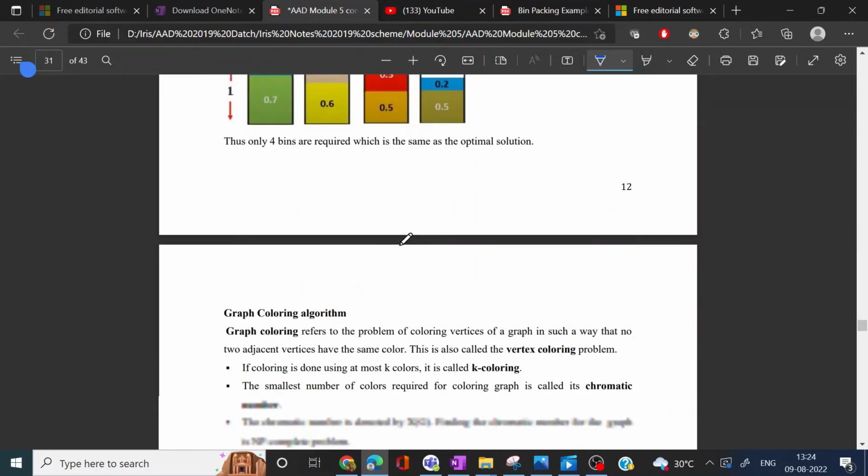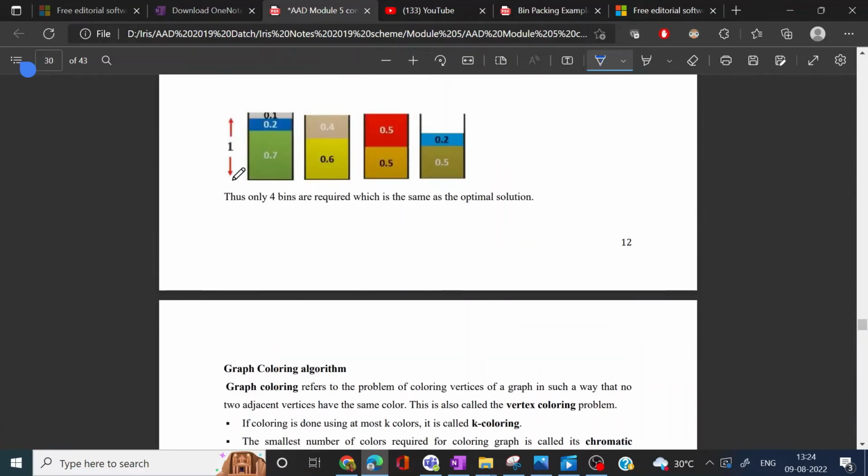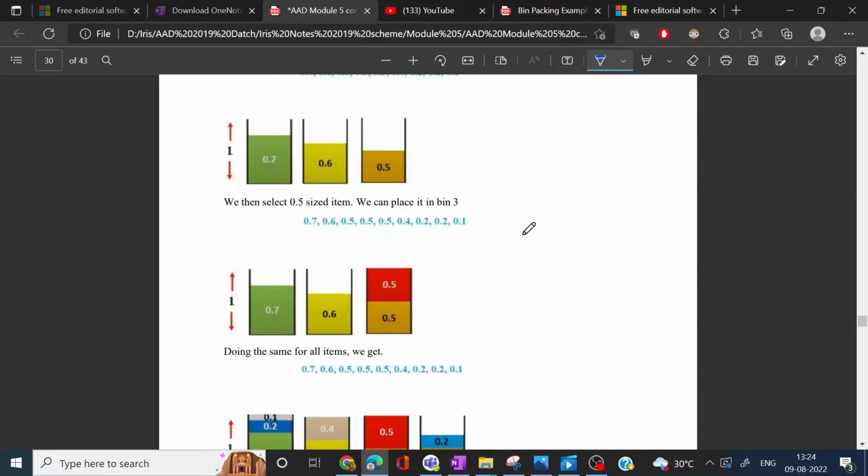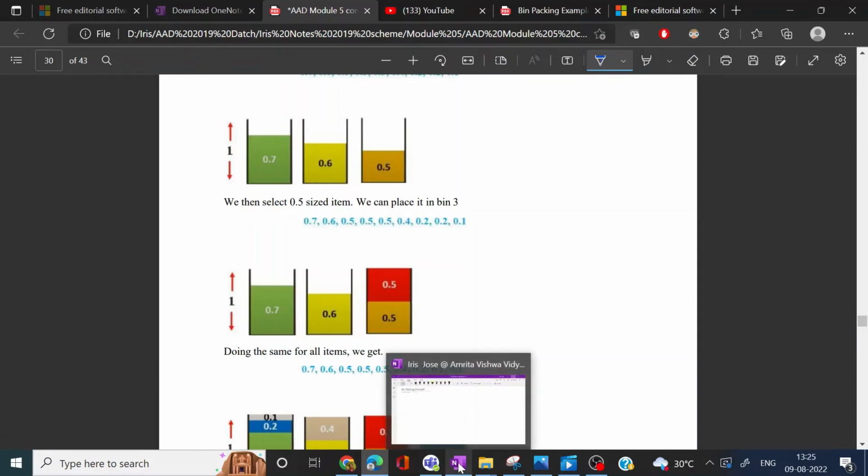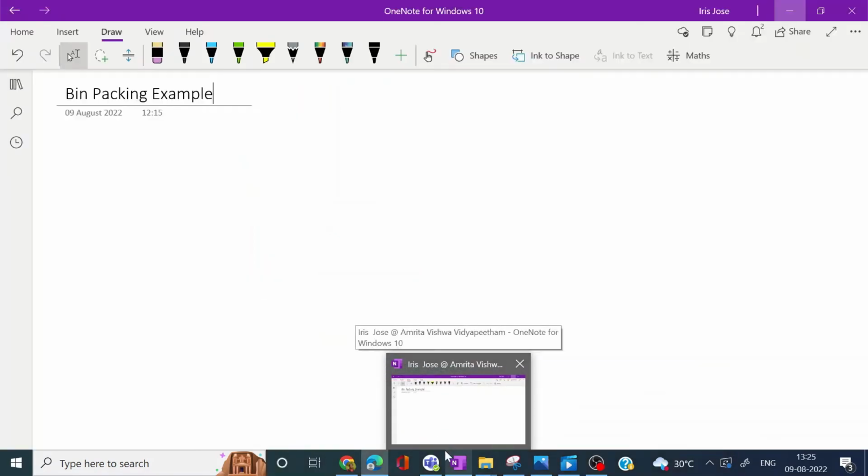Then here also this uses 4 bins. 4 bins are required for the solution. Now we can see another example. Another example for this bin packing problem.